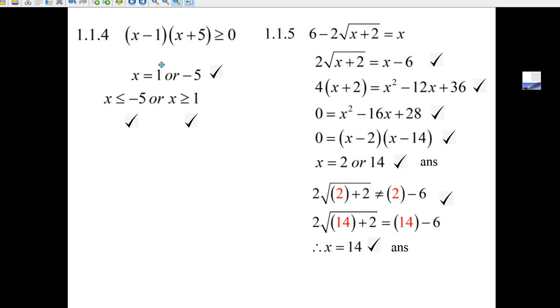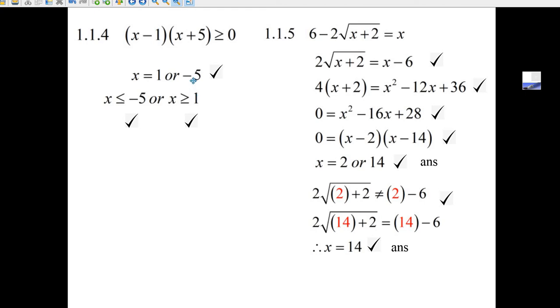The question is, where will it be greater than 0? Well, this x times x is x squared. This thing is a parabola, and it's a positive, a happy parabola. And the x-intercepts are 1 and minus 5. Where is it greater than 0? To the left of minus 5 and to the right of 1. You could sketch this parabola and look at it.